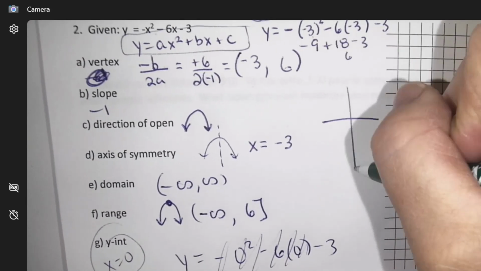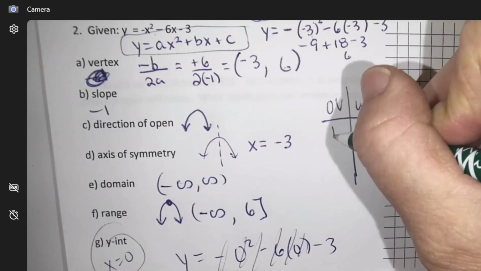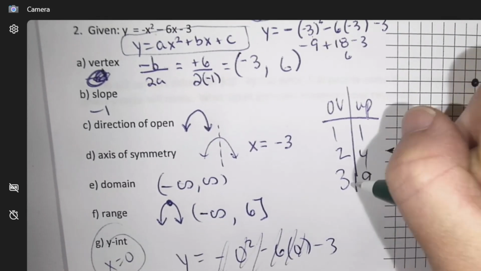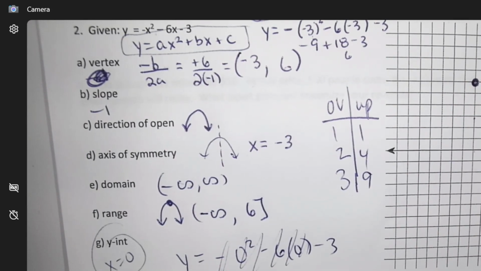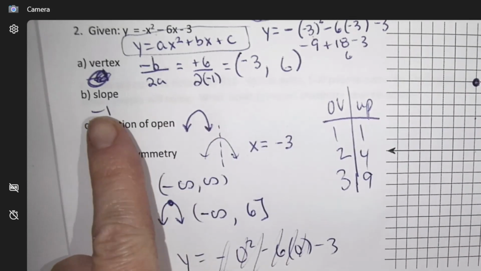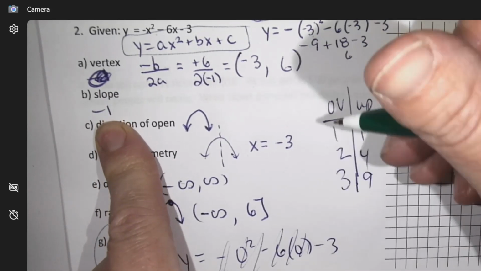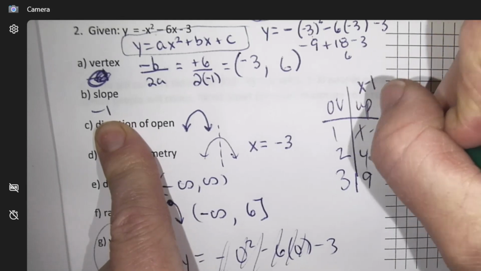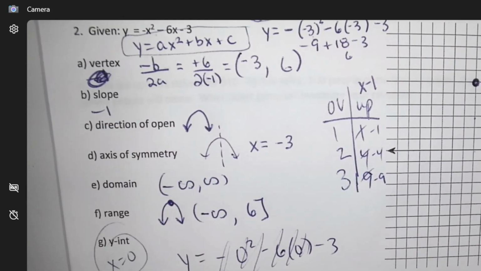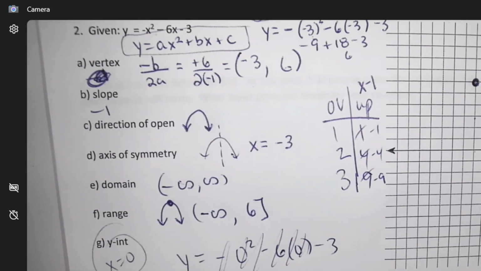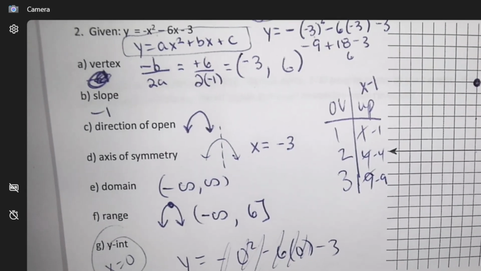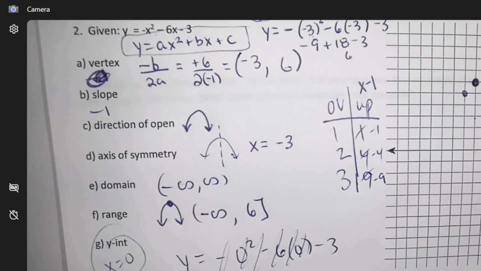Okay, let's talk about the pattern of this thing. So the movement, again, the basic is always 1, 1, 2, 4, 3, 9. Then we talked about a slope of -1. So it's going to negate all those numbers. Okay, so it's going to go 1, 1, 2, 4.